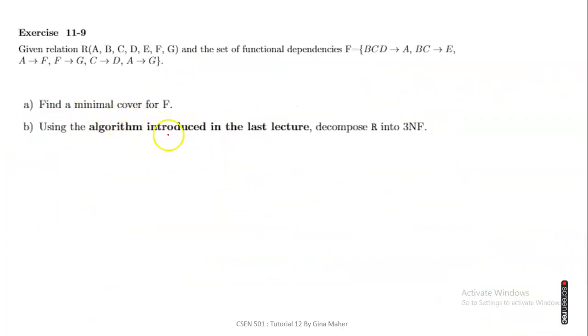Now, we want to get the minimal cover for F. And afterwards, we need to, using the algorithm introduced in the last lecture, decompose into the third normal form.